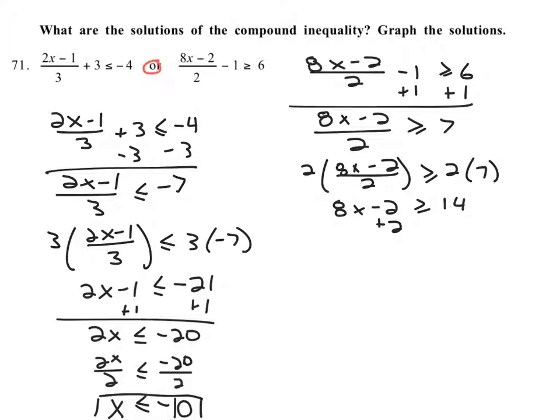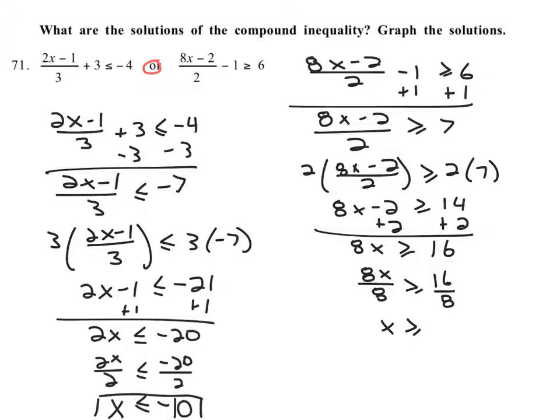Now I say plus 2, and we get 8x is greater than or equal to 16. And we say 8x divided by 8 is greater than or equal to 16 divided by 8, or x is greater than or equal to 2. So this is the second part.